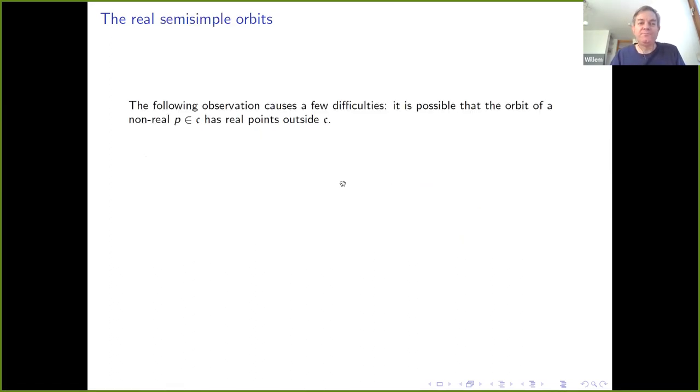Anyway, now the real semisimple orbits. What happens there? The real semisimple orbits are much more difficult, because it is possible that the orbit of a non-real element in my given Cartan subspace has real elements. So remember, all my semisimple elements in the classification lie in a given Cartan subspace C. Now I can take an element in this Cartan subspace C which is complex, non-real, but its orbit has real elements outside of the Cartan subspace. And that makes for difficulties.